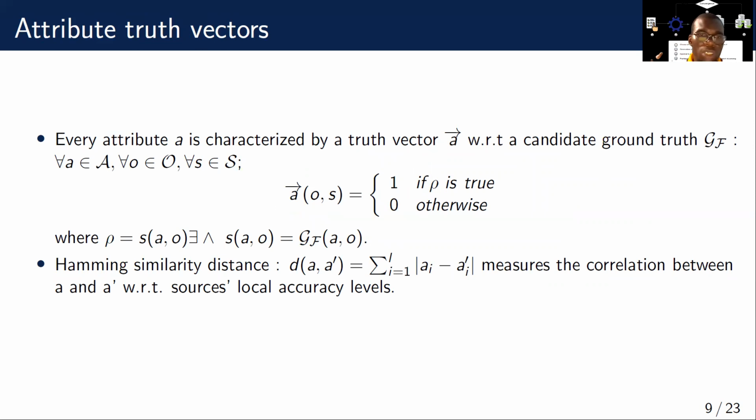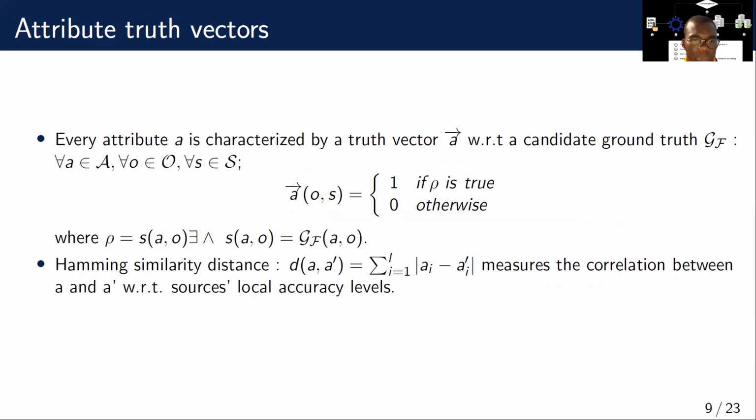Let us detail what we call the attribute truth vector. The attribute truth vector just helps us to abstract the truth. Here, we take an estimated ground truth, the candidate ground truth estimated by our function F, and compare it to each value given by one source about an attribute of an object. If these 2 values match, we put 1. If the values do not match, we put 0. And if the source doesn't give any value, we also put 0.